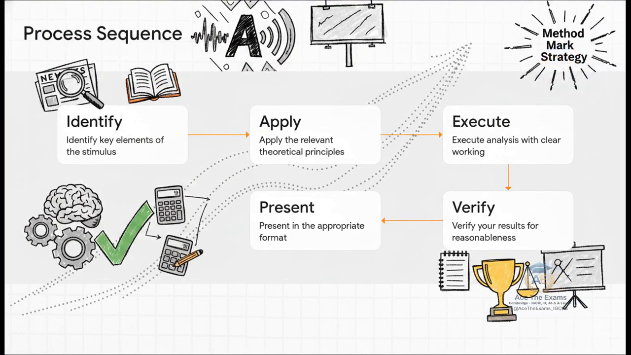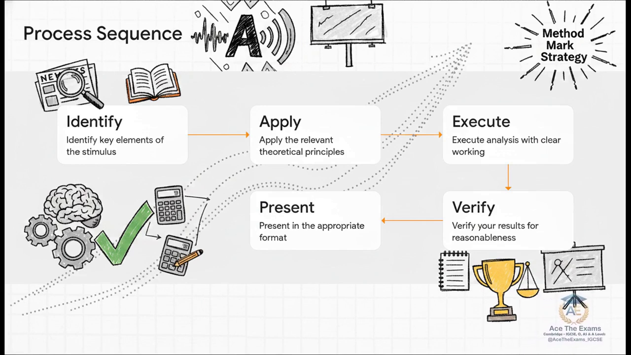Step 1. Identify the key elements of the stimulus. Step 2. Apply the relevant academic principles. Step 3. Actively execute your analysis with clear, visible working. Step 4. Verify your results for reasonableness. And Step 5. Present your answer in the appropriate format.